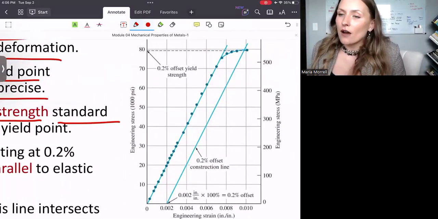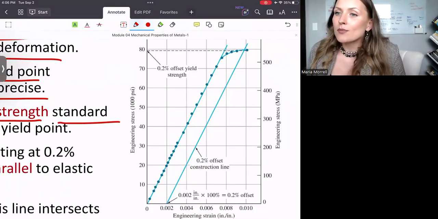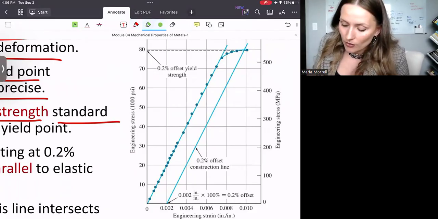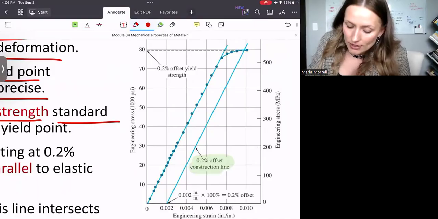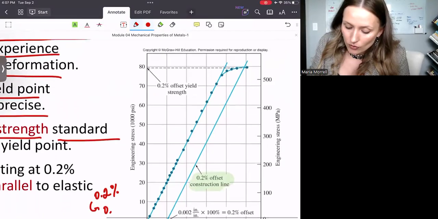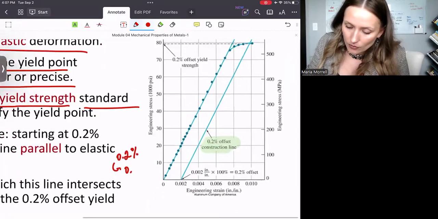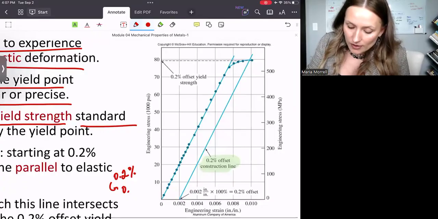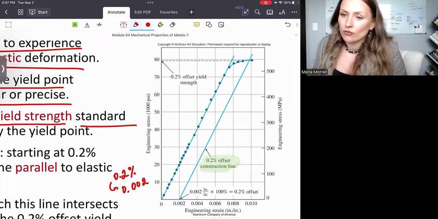And I'm just going to explain how you do it. To identify the yield point using this 0.2% standard, we need to have a 0.2% offset construction line. I'm talking about this guy right here. So once again, guys, 0.2% is the same as 0.002.